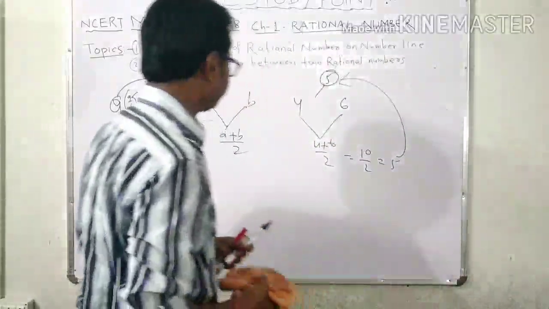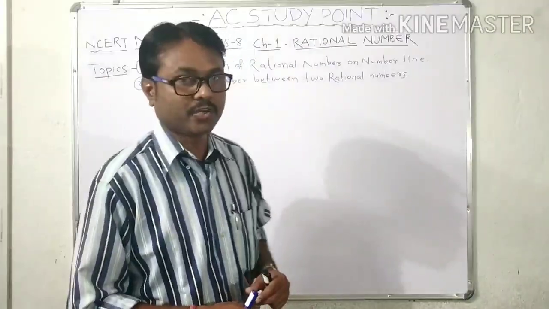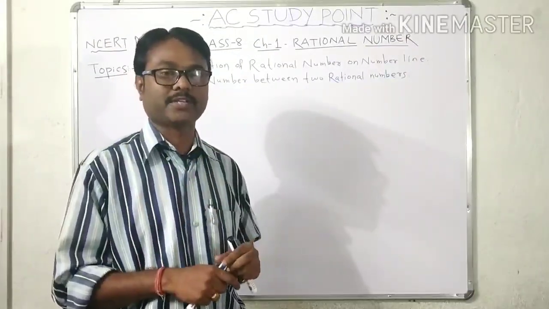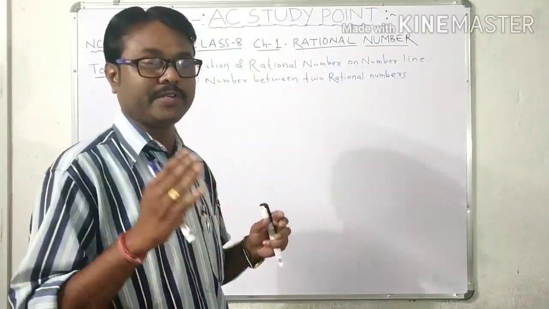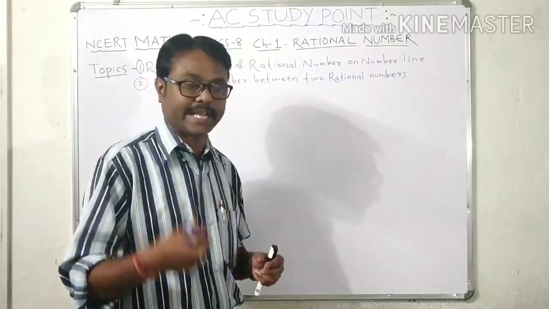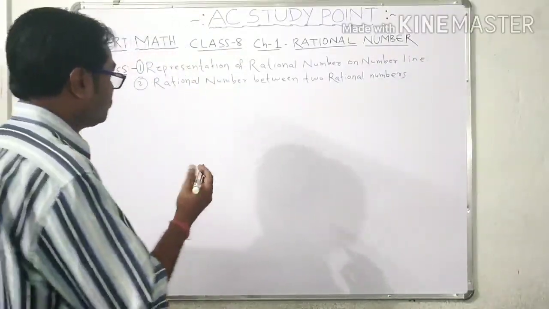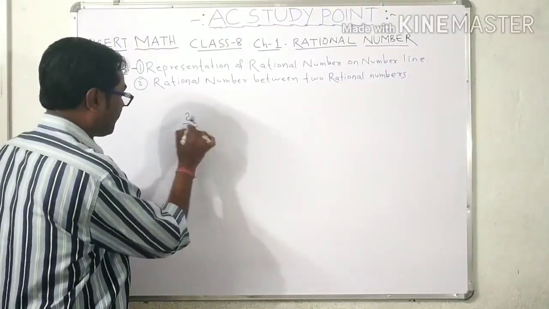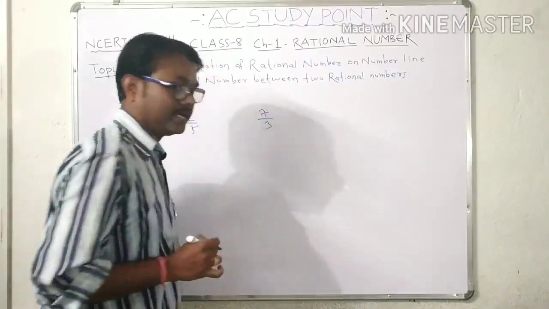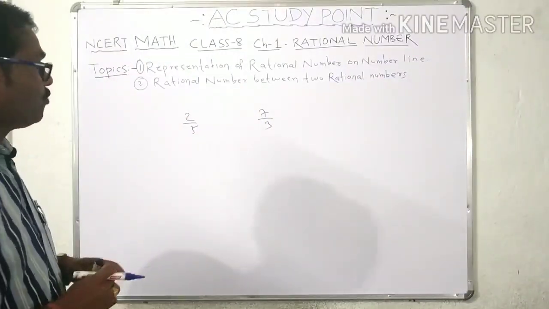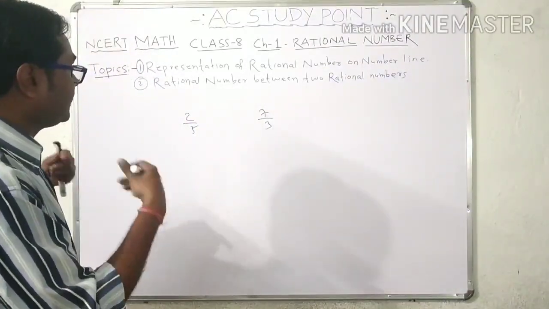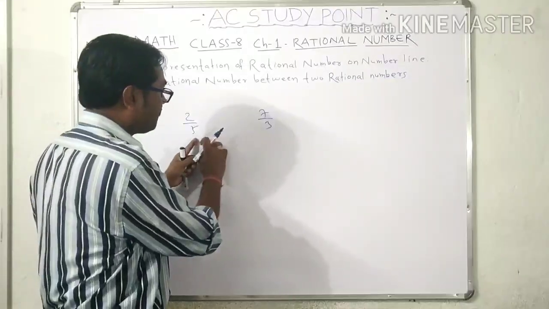This is the basic concept, student. One other very simple way is also there to find the rational number between any two rational numbers. The first one was the first method; this is the second method. Suppose two rational numbers are 2 by 5 and 7 by 3. How do we find the rational numbers in between? The first way I told you is to add these two numbers and divide by 2.